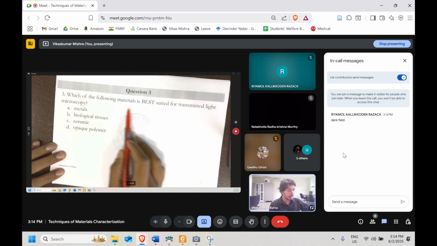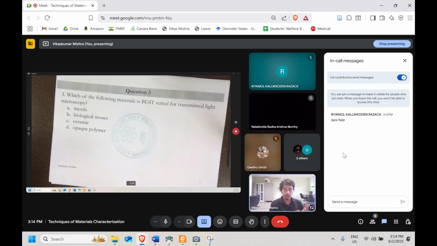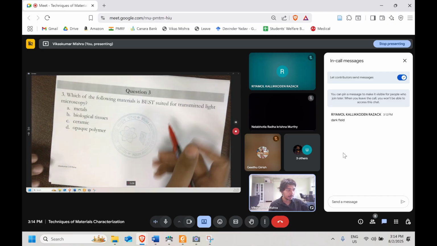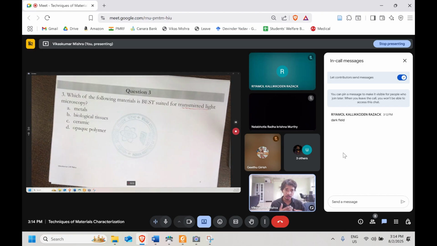Which of the following materials is best suited for transmitted light microscopy? Remember, in transmitted light microscopy, we have concluded that we need the specimen to be more or less transparent. If the specimen is opaque, we cannot see it in the transmitted light microscope. So what do you think? Among A, B, C and D, which one is the right answer? Biological tissue. That's the right answer.